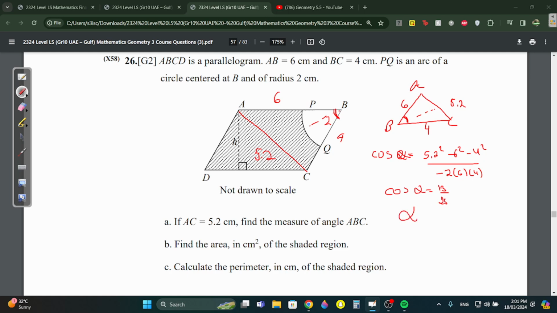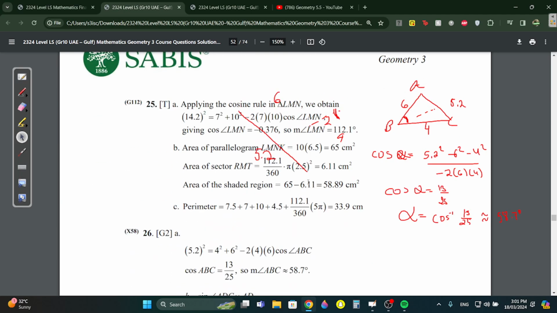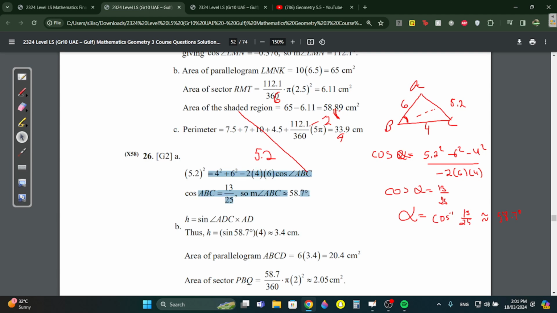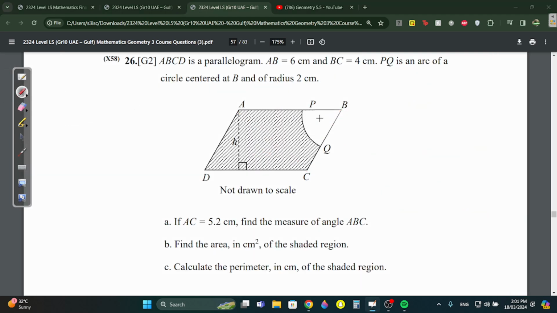How would you find alpha? It will be shift cosine of 13 over 25. Okay, and you get 58.7. Let's keep it as 58.7 degrees. Let me see, is this correct? Yeah, 58.7 degrees. Part B, let's put this 58.7.